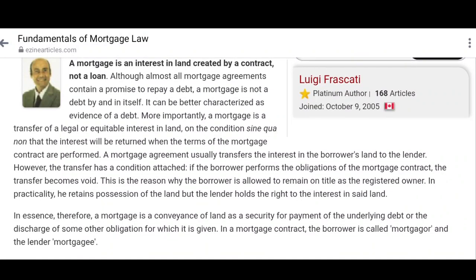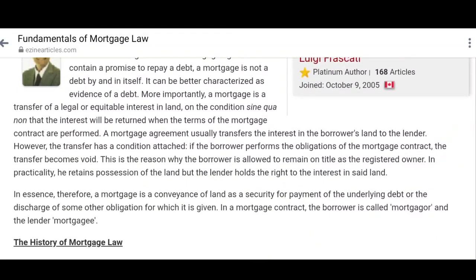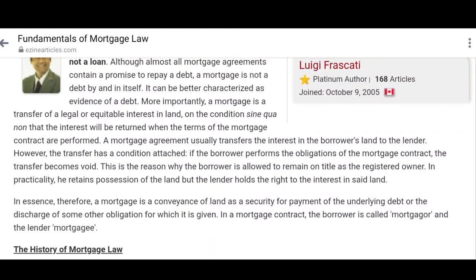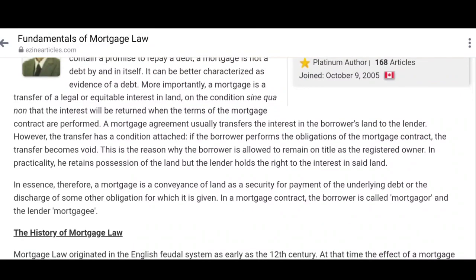More importantly, a mortgage is a transfer of a legal and equitable interest in land on the condition, sine qua non, that the interest will be returned when the terms of the mortgage contract are performed. A mortgage agreement usually transfers the interest in the borrower's land to the lender.